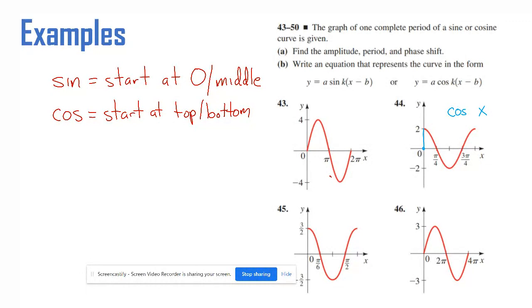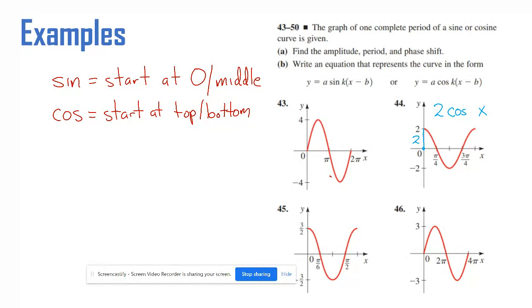So that's good. So now we have to look at how has it been stretched vertically, how has it been stretched horizontally. Well, the first thing I notice here is my amplitude is 2. So that's going to be my coefficient that I'm going to put in front. And it's going to be a positive 2 because this is a standard cosine wave that starts at the top. If it started at the bottom, then we'd have to use a negative.